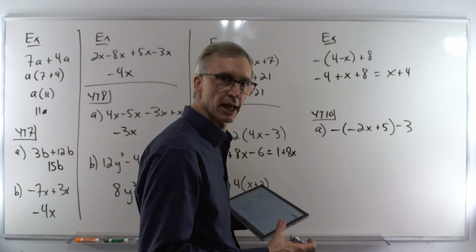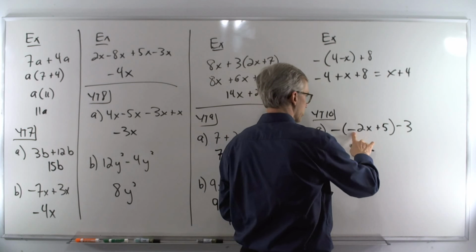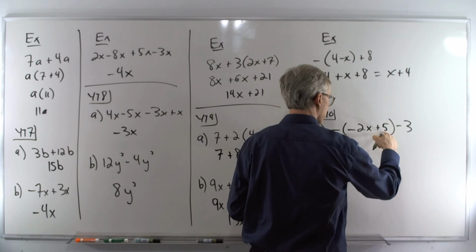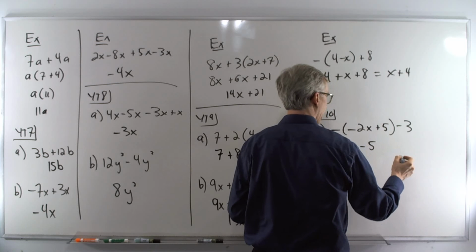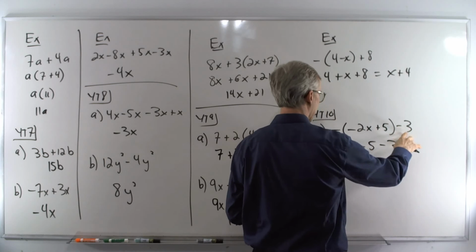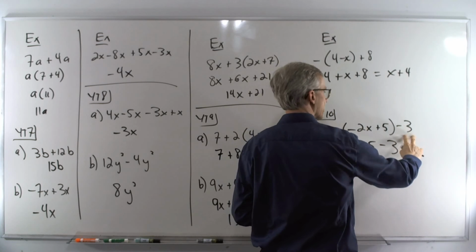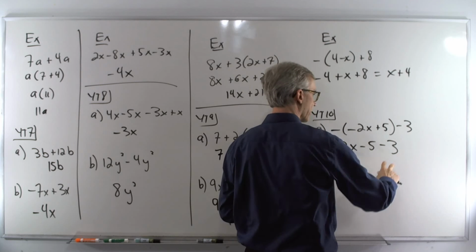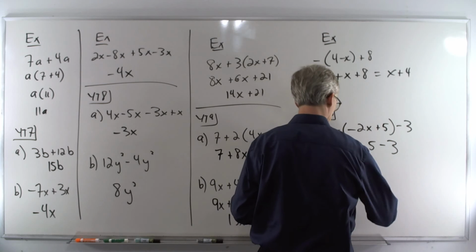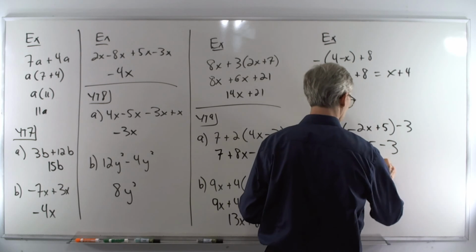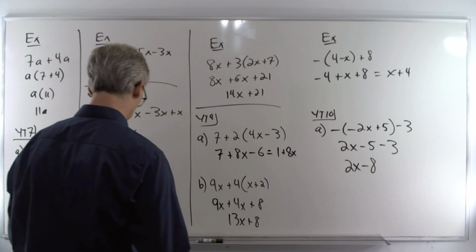So we're going to distribute that negative sign in. That's going to turn this one positive, so that's 2x, turns this one negative, minus 5. And the -3 stays on the end. Remember, the distribution does not extend outside the parentheses, so that stays negative. So combining the constants together, we get 2x minus 8.